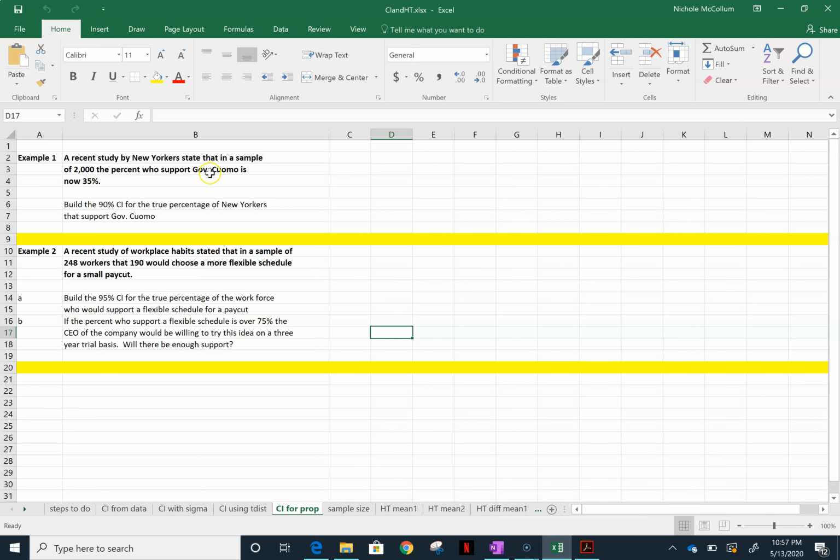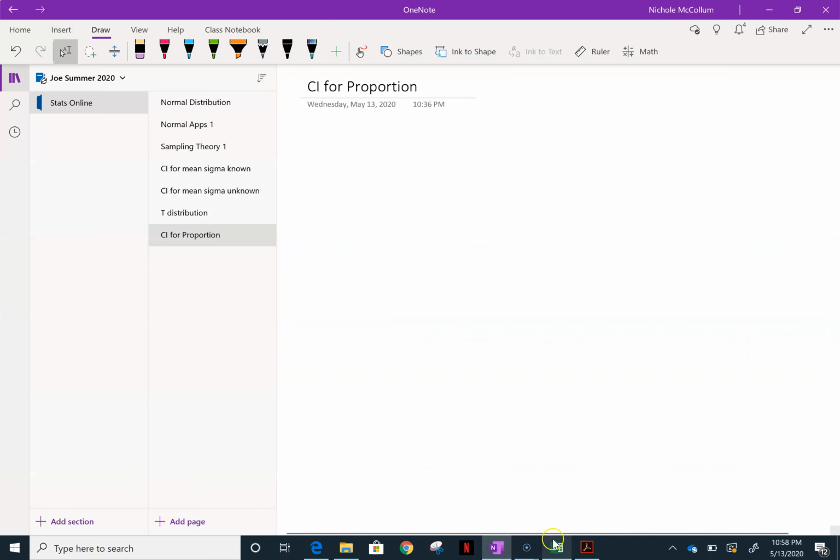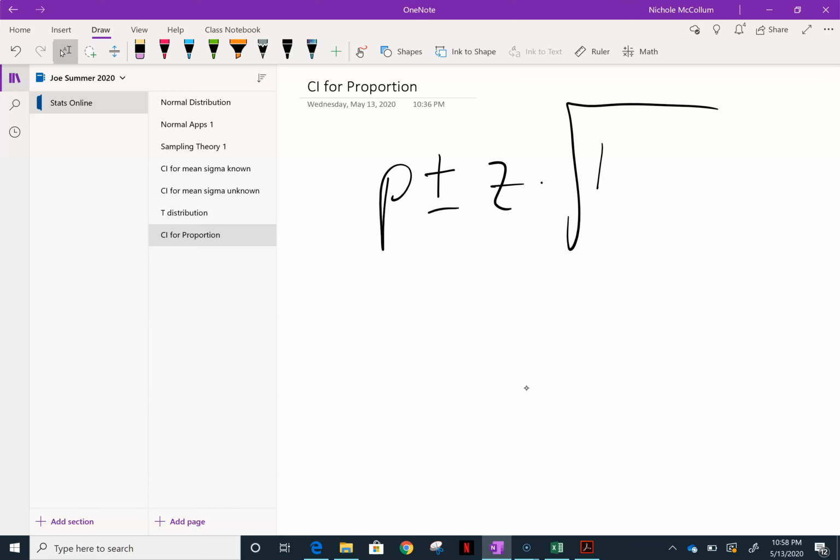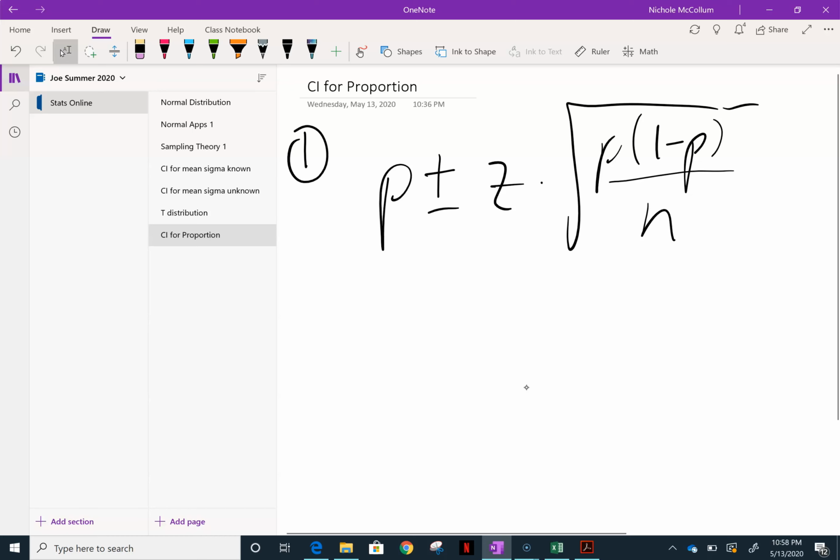So what are my steps in building a confidence interval? The first is truly understanding which confidence interval you want. So let's read this question carefully. Build the 90% confidence interval for the true percentage of New Yorkers. That's why I know which formula I want. And that is the P plus or minus Z times radical P times 1 minus P over N. This is the confidence interval we want for this example 1. And that really is my first step. Pick my right formula. And there it is.